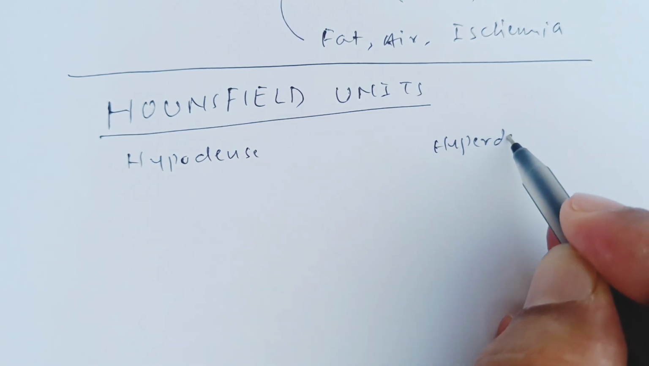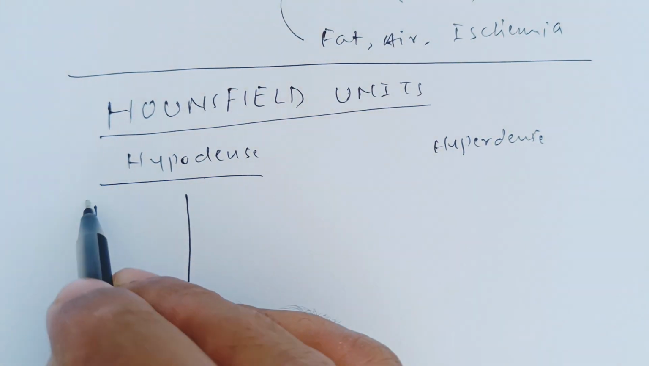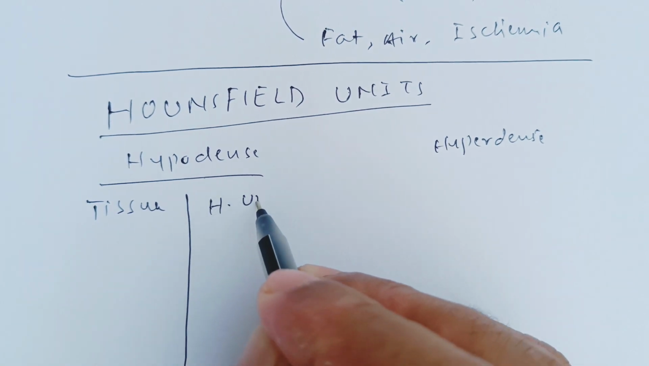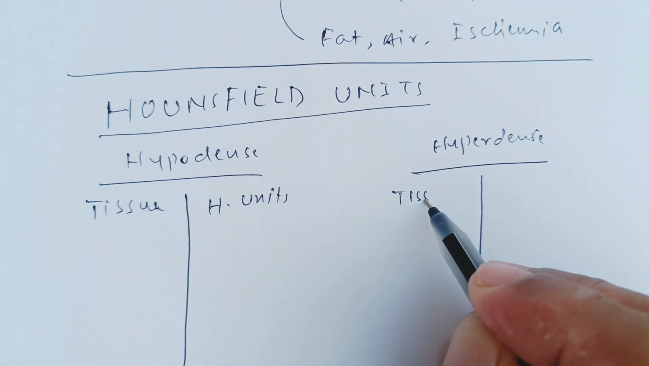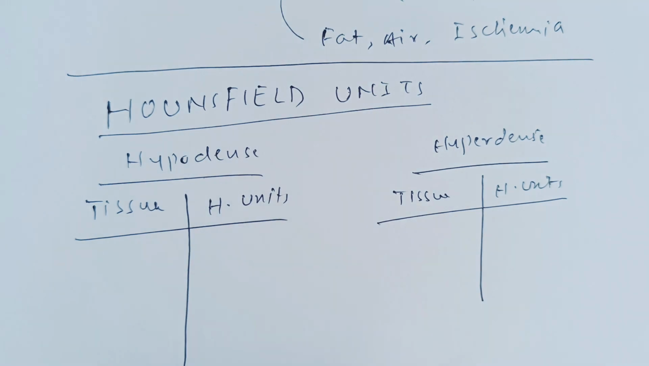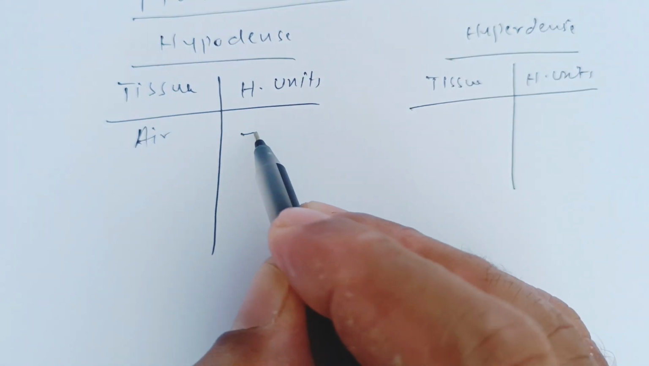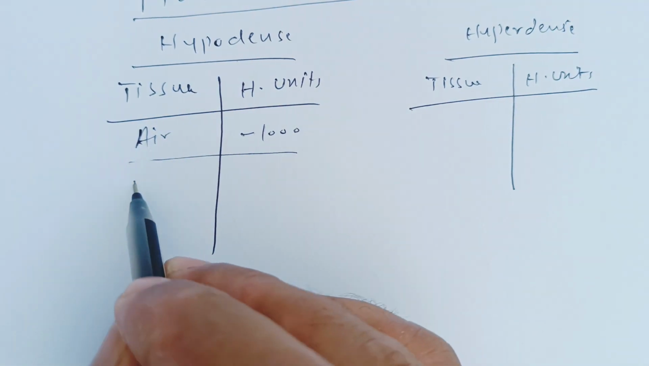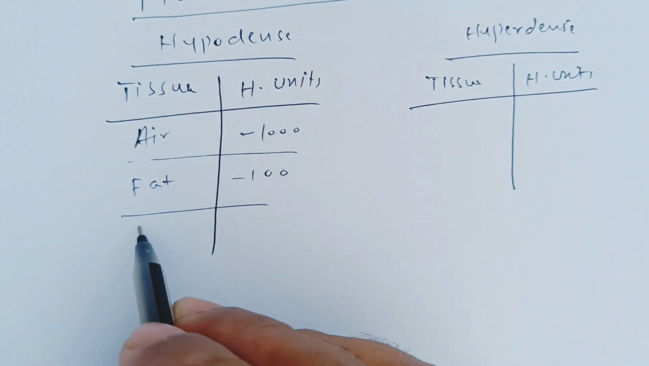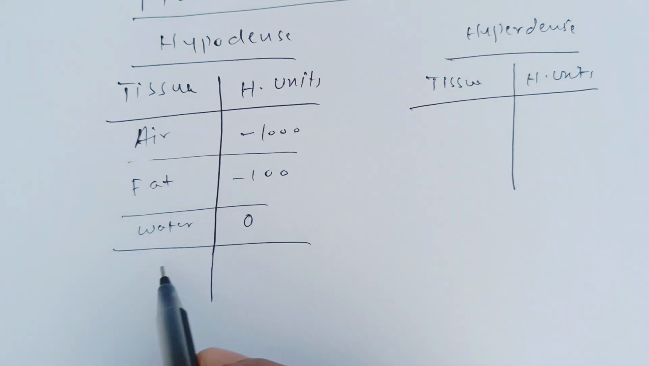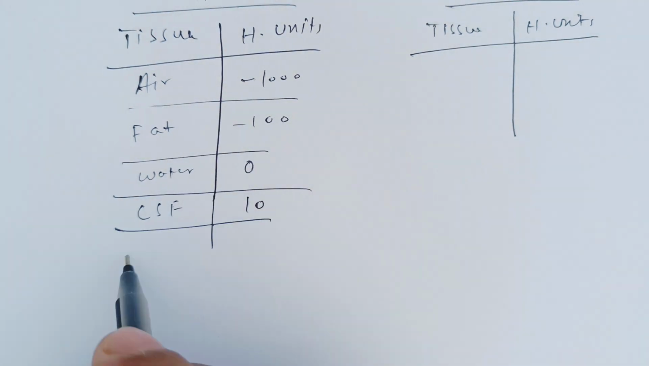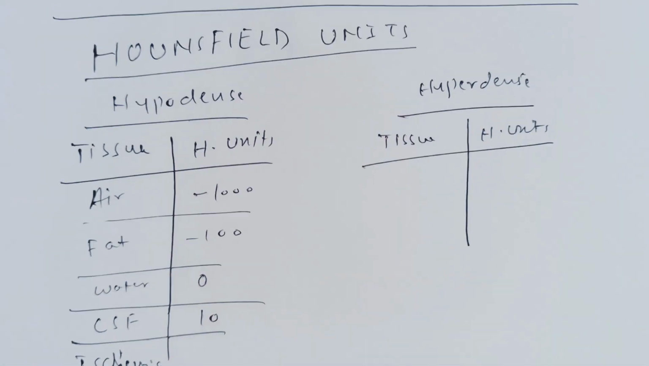The more Hounsfield unit, the more dense, white or bright. The less, that will be hypodense or dark. So hypodense tissue with Hounsfield unit: air is having minus 1000 Hounsfield units, so it is the most hypodense. Then fat with minus 100, water with 0, and CSF with plus 10, and ischemia is also hypodense.